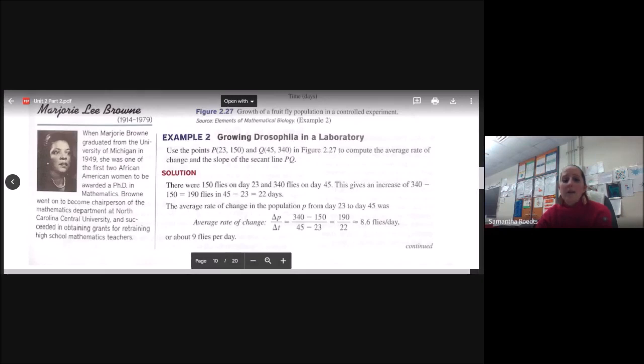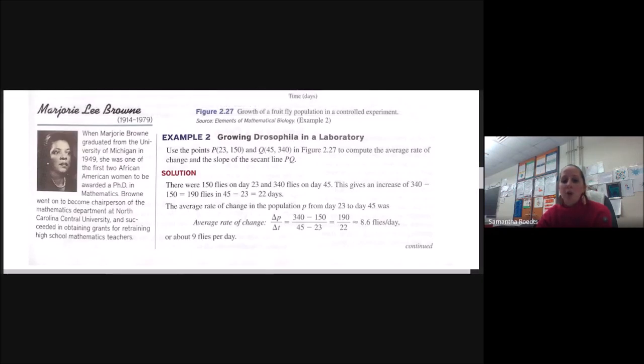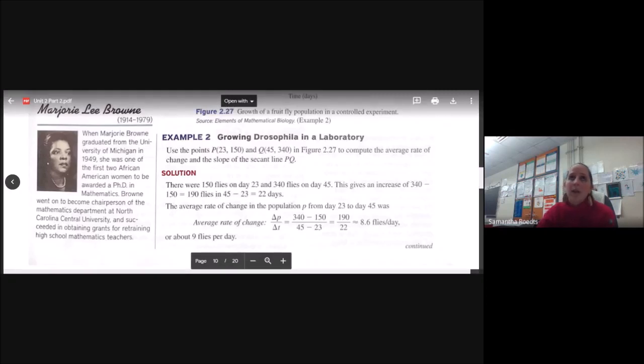So I found the change in my y values and the change in my x values. The change in P over the change in t is 190 over 22, or about 8.6 flies a day. You can't have 8.6 flies, so you round up to 9. So about 9 flies a day.